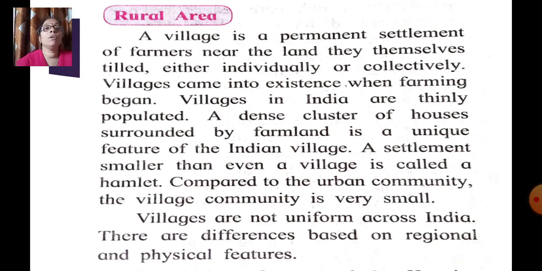Now when we talk of rural areas, as we know the primary occupation is agriculture, and a village is a permanent settlement of farmers near the land, which they till either individually or collectively. Villages came into existence when farming began. So as farming activity started, various villages came into existence.